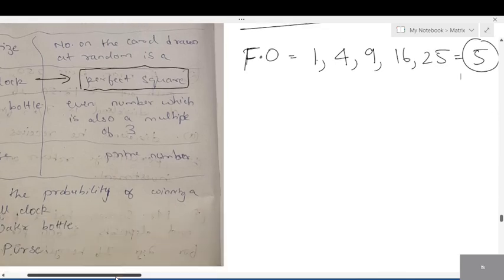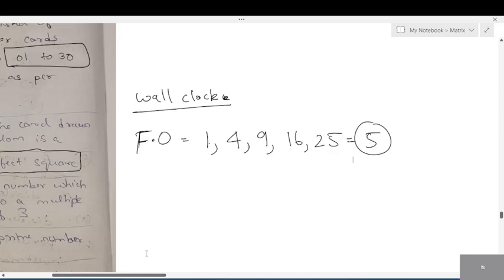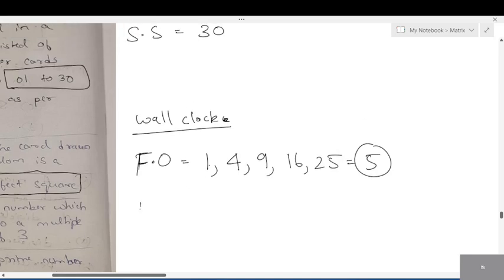What's the first question asked? Find the probability of winning a wall clock. Look here, probability of winning a wall clock. Probability of wall clock is equal to favorable outcome divided by total outcome. Total outcome is nothing but the sample space, 30.